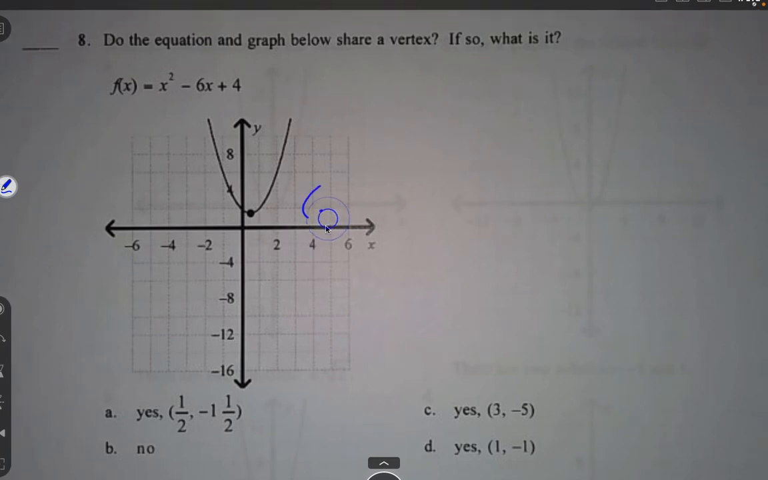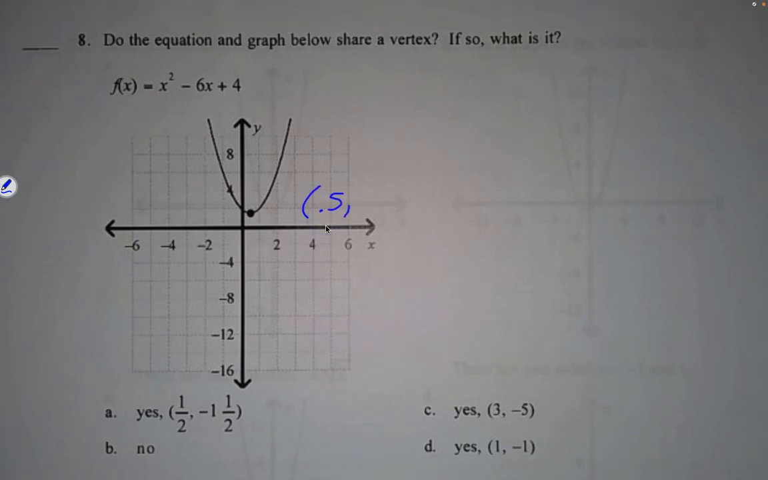0.5 and then maybe, what's it look like it's up at? I can't tell. What is this counting by? These look like they're counting by 1s and these are counting by 2s. So it almost looks like it's up 1.5-ish. I don't know. Something like that. Does everybody see that? This one, this is 2, 4, 6, 8.